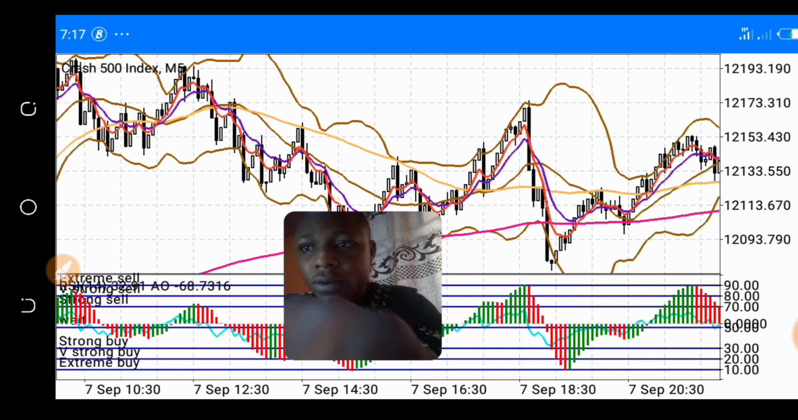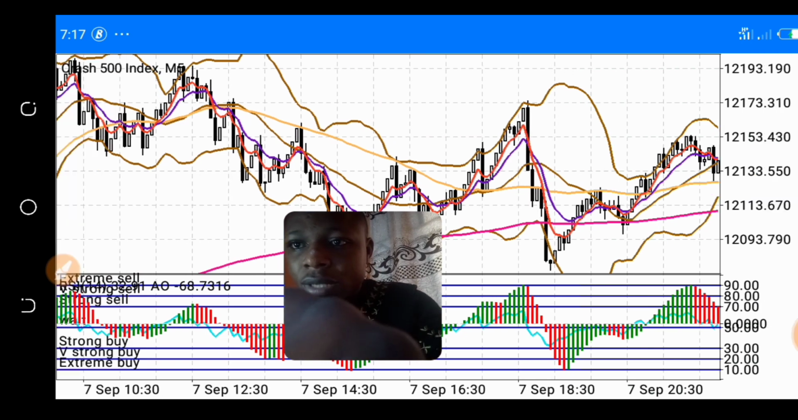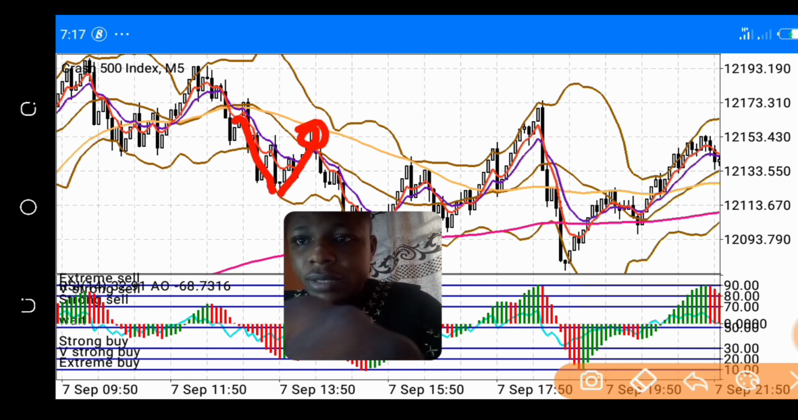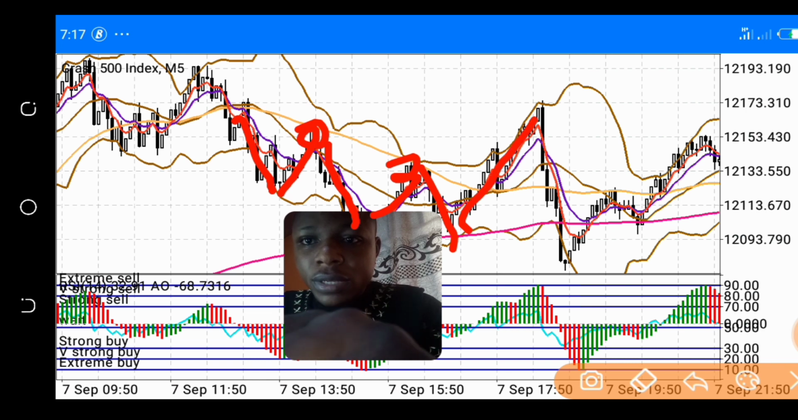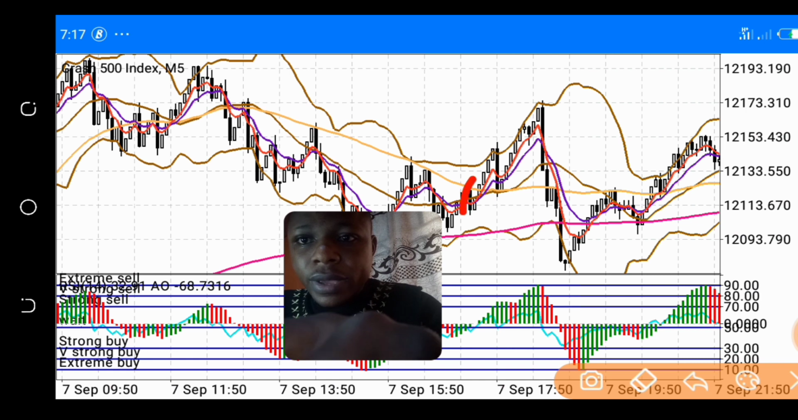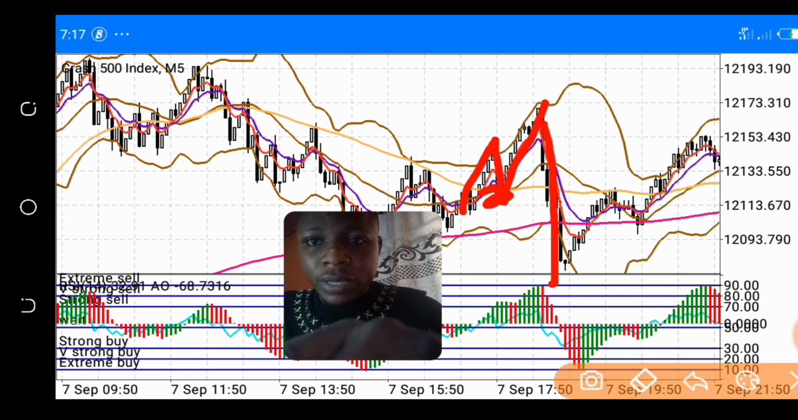For example, see where it crossed the SMA 50 here. It crossed it over here. It came back to test it, then sold again. Came back again to test it, it sold again until it broke it up. See when it broke it up over here again. It came back to test the SMA 50, then sold again until it finally broke it down again. When it broke it down, it came back up to test it again, then sold a little bit.